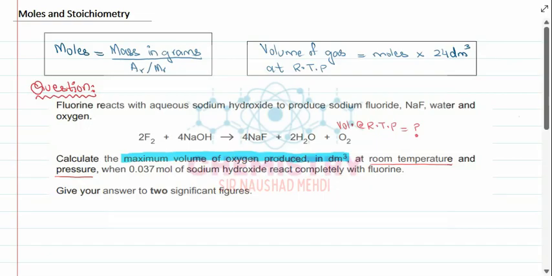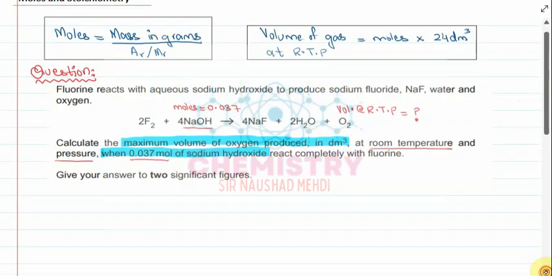Then, 0.037 moles of sodium hydroxide. Now the moles are given for sodium hydroxide. In the equation, where is sodium hydroxide? This is NaOH, and for this the moles are given to you, which is 0.037 moles, reacting completely with the fluorine. So NaOH moles are given to you, and they are asking you to calculate the volume of oxygen gas at RTP.